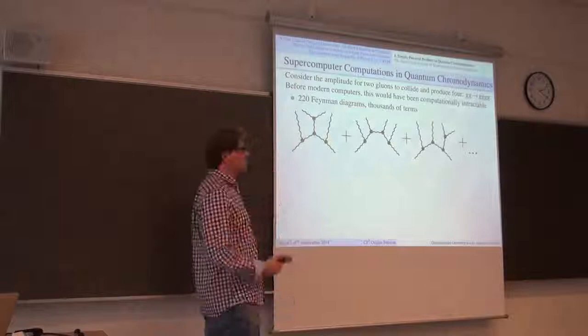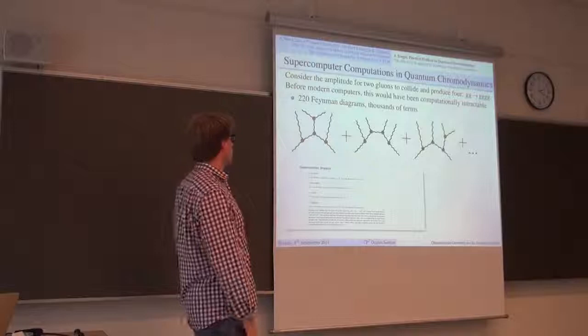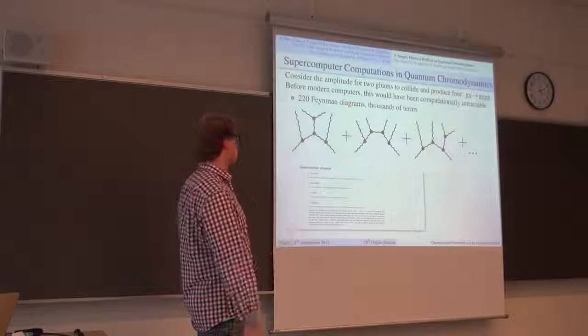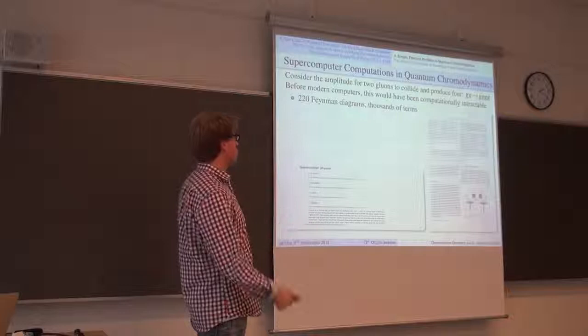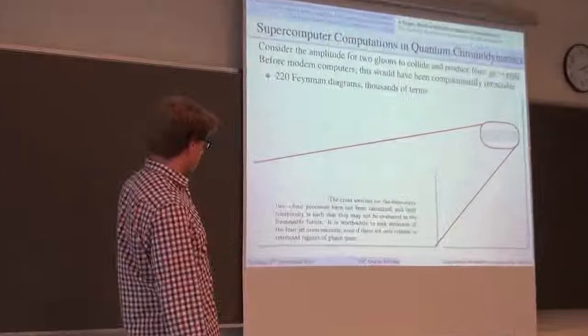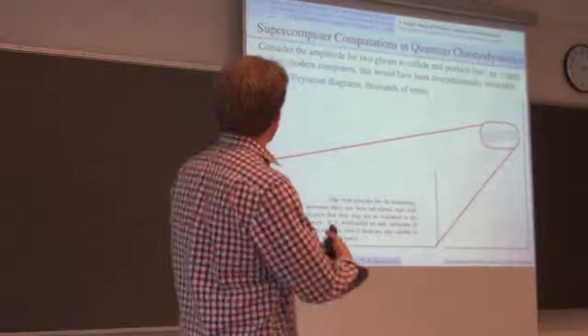And it was actually an important enough problem that in the 1980s, when they were considering the prospects of a superconducting supercollider, one of the papers outlining the problems that they faced, the kinds of things they would need to deal with, highlighted the fact that no cross-section for such a complicated process had ever been computed, and it might not be evaluated in the foreseeable future.